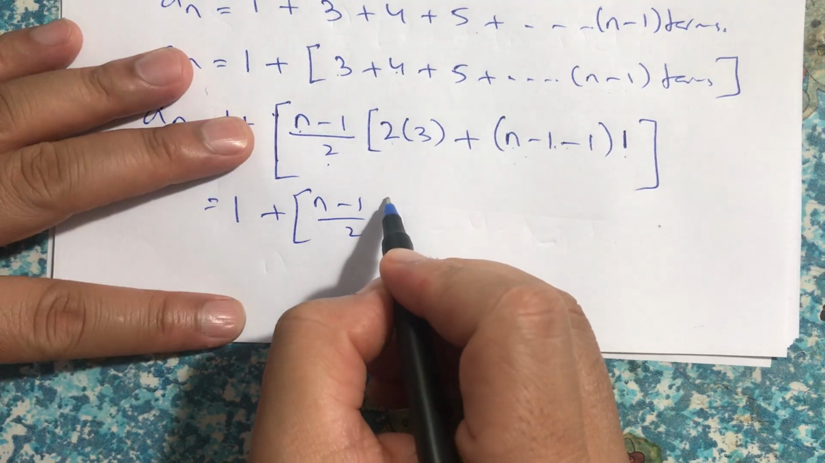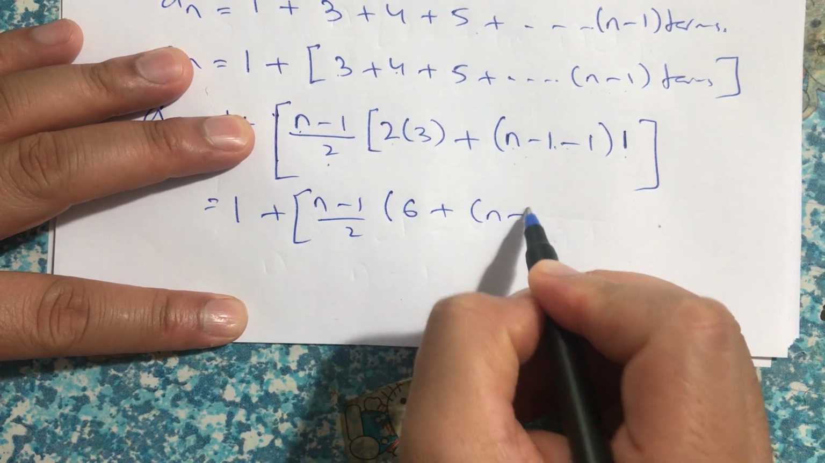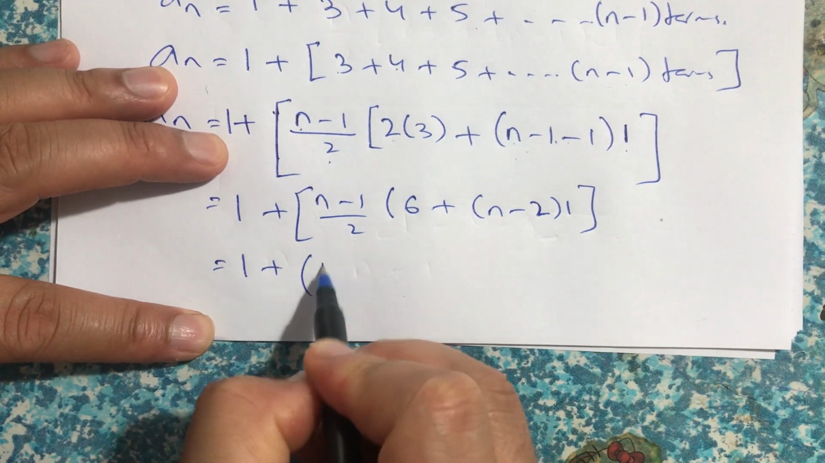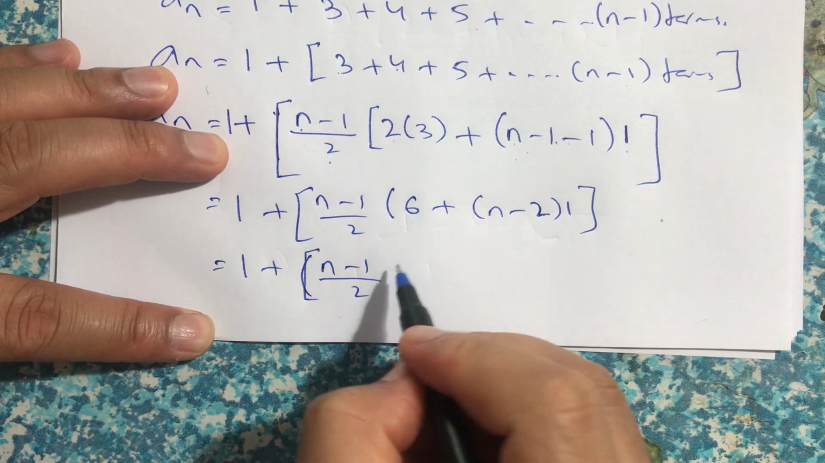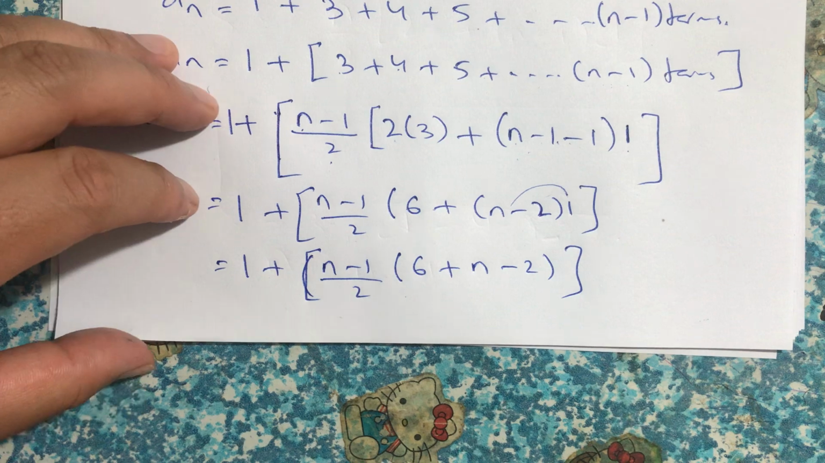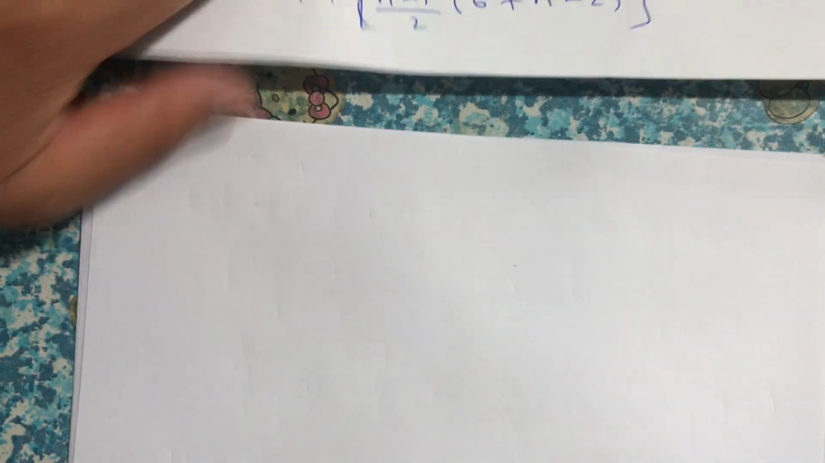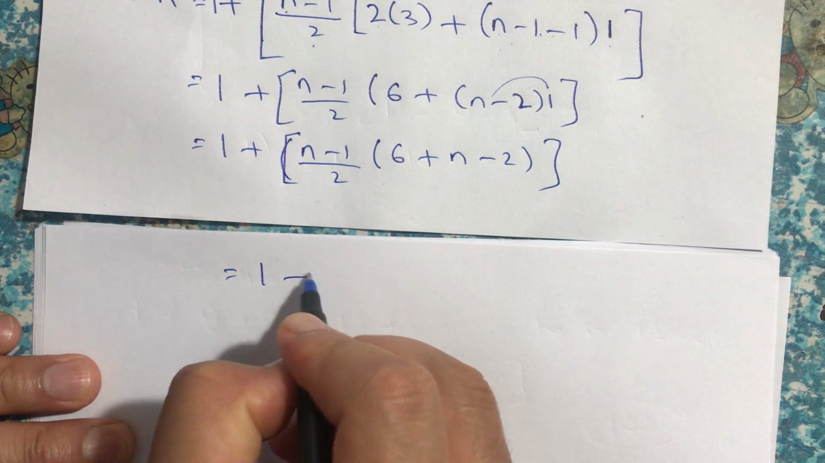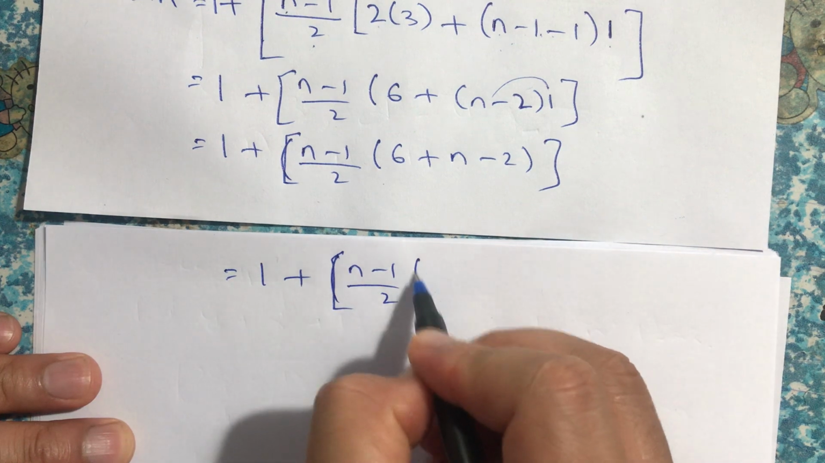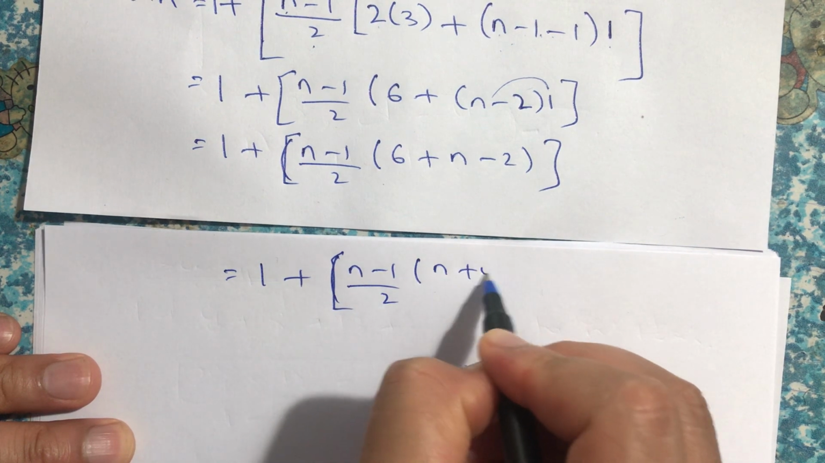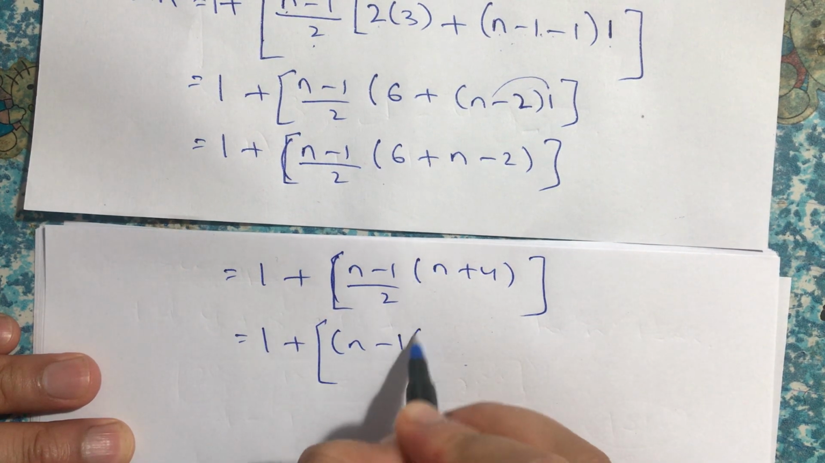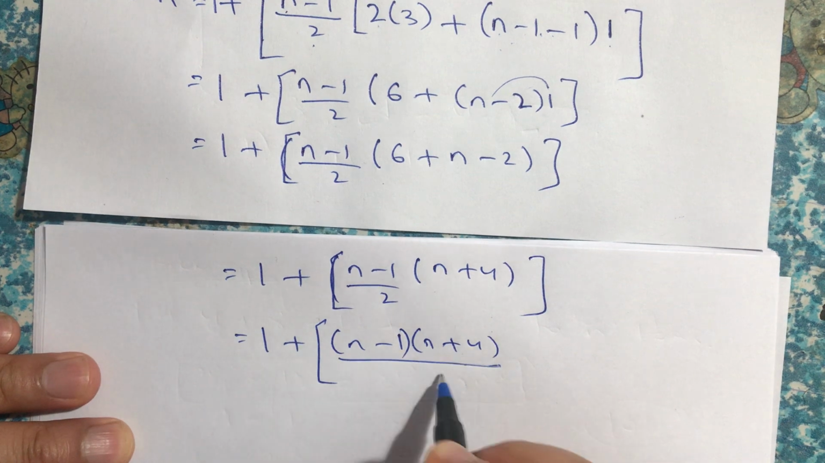What will I get over here? We will get 6 plus n minus 2, and then the 1, and then this bracket, so we get 1 plus n minus 1 by 2, and inside, 6 plus n, this will multiply, I'll get n minus 2. Then when we solve this further, we get 1 plus n minus 1 by 2, and when I solve this, we get n plus 4. So indirectly it is 1 plus n minus 1 times n plus 4, whole thing divided by 2.